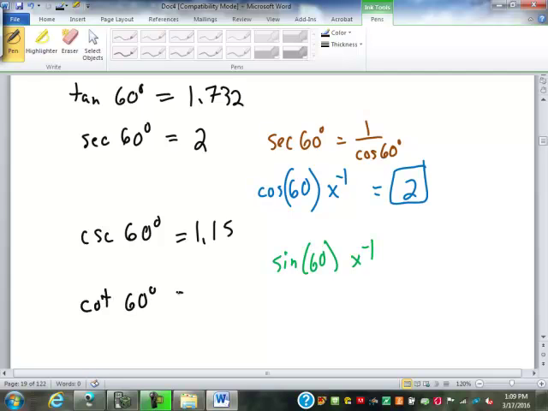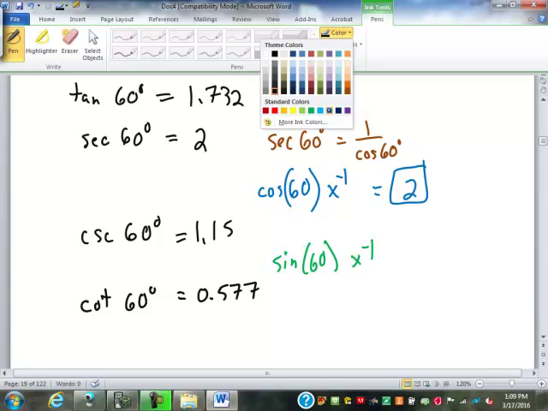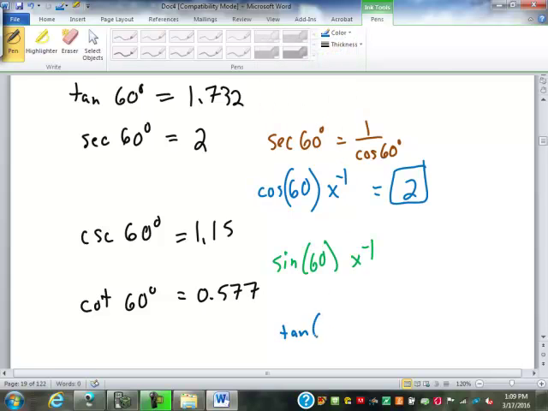How about cotangent of 60 degrees? Anybody want to guess how we're going to do this one? You got it. Tangent of 60, then the reciprocal key. Get 0.577.